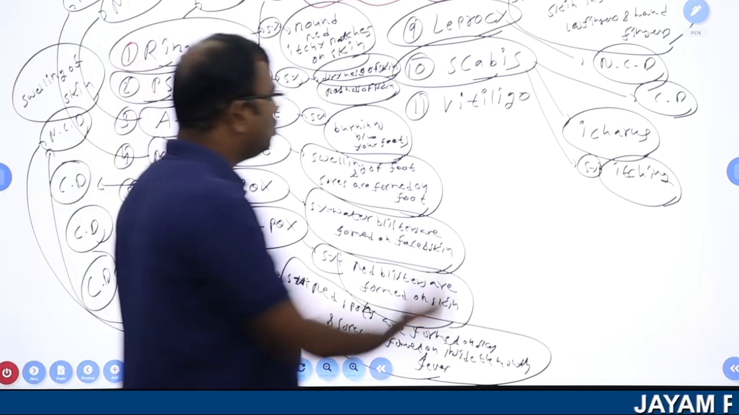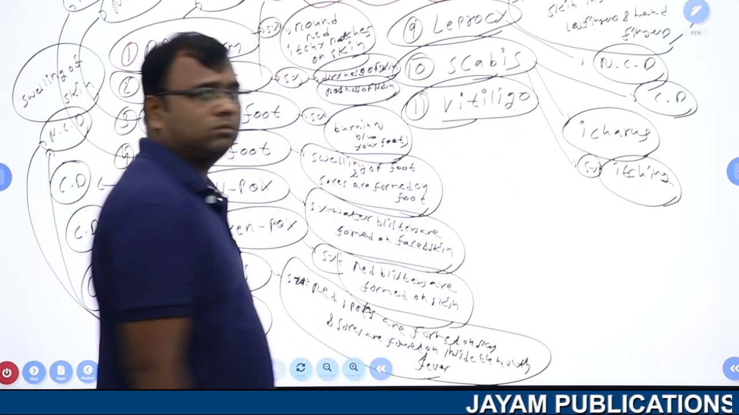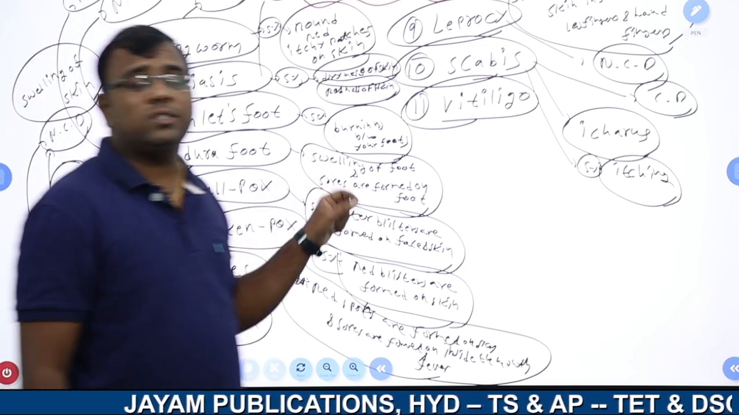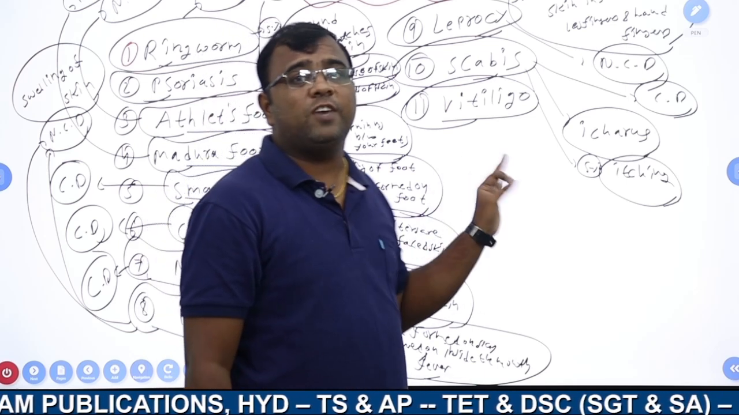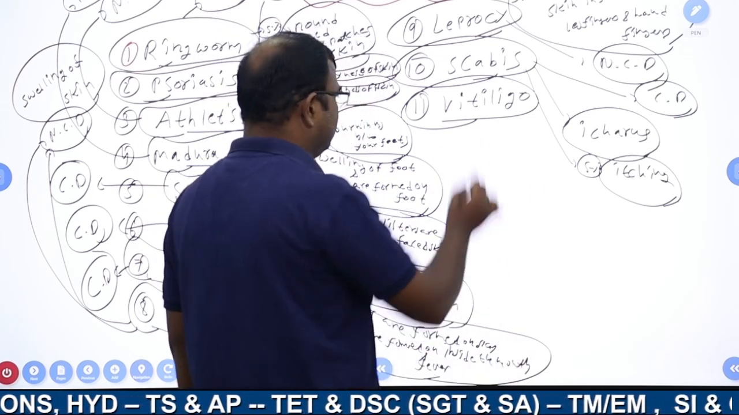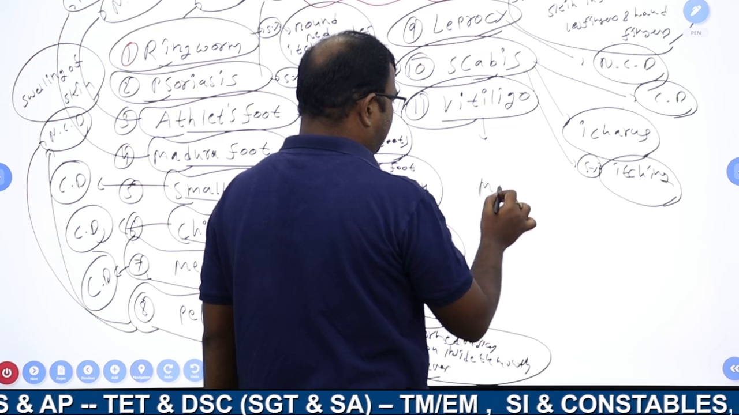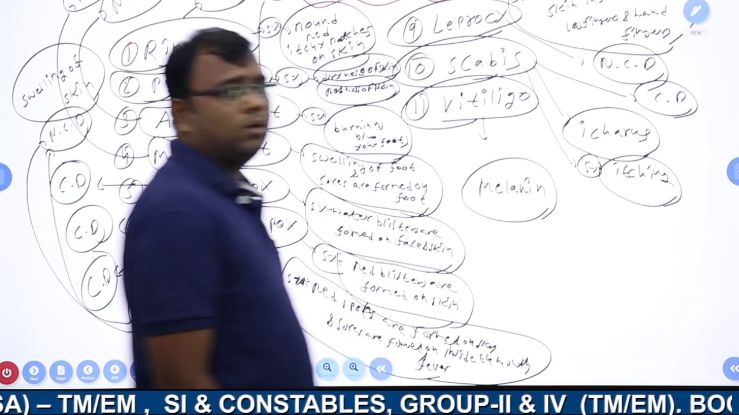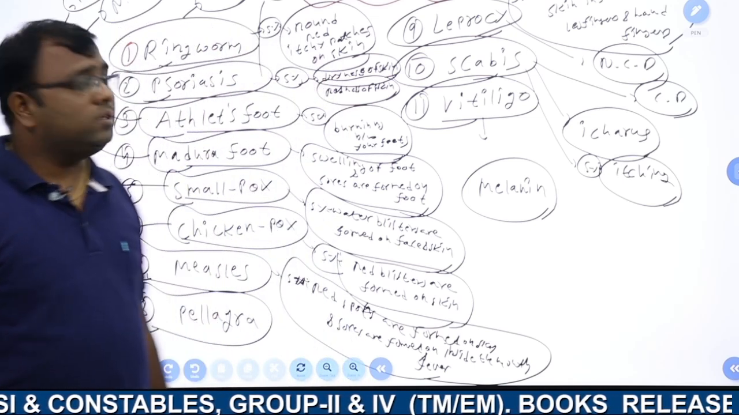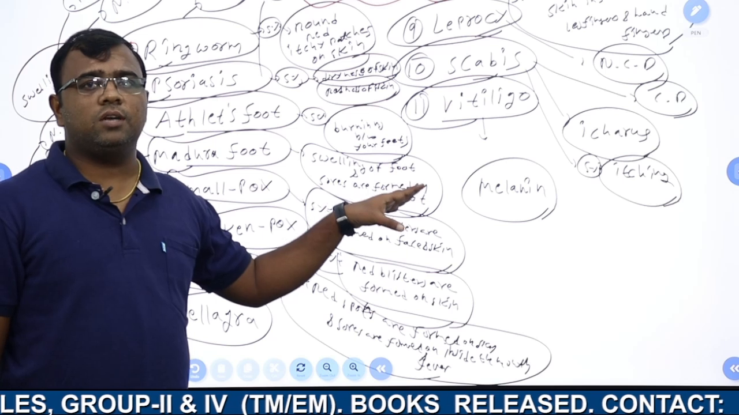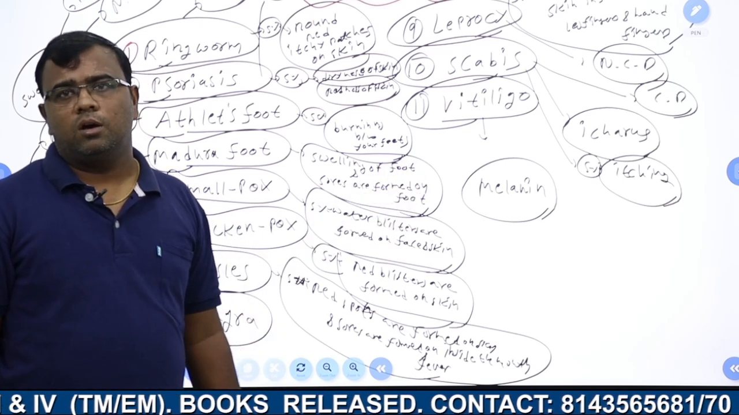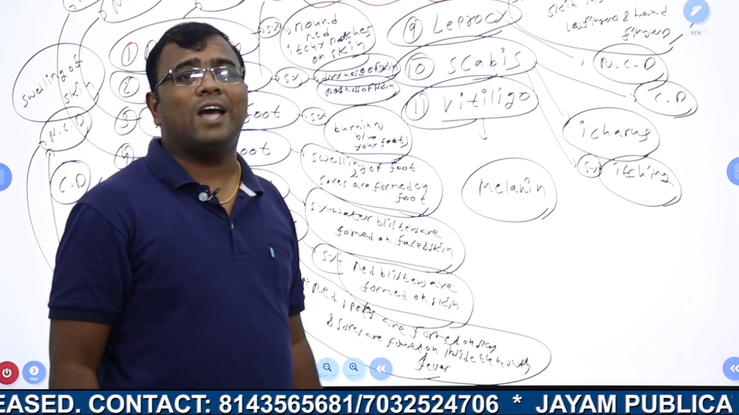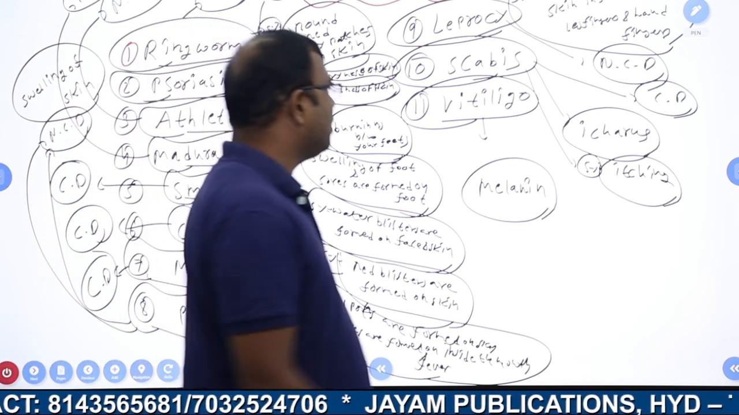The next disease is vitiligo. Vitiligo is caused by deficiency of melanin. What is the symptom of vitiligo? White patches are formed on the skin.